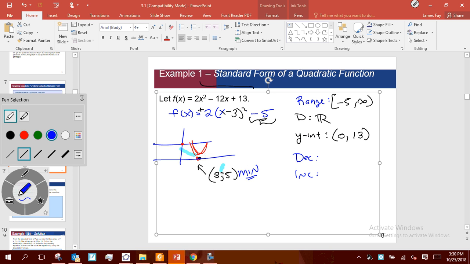But the decreasing is going to occur either to the left or to the right of x value being 3. Because it's concave up, decreasing is on the left-hand side, so negative infinity up to 3, and then increasing is 3 to infinity. So those are nice things to know about every function we come across.